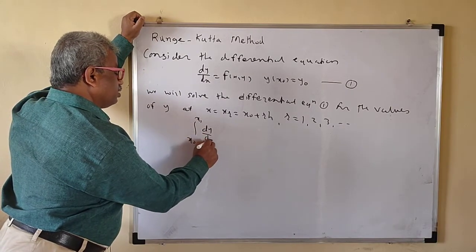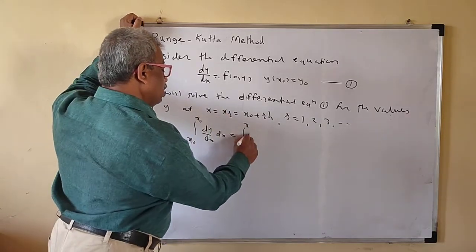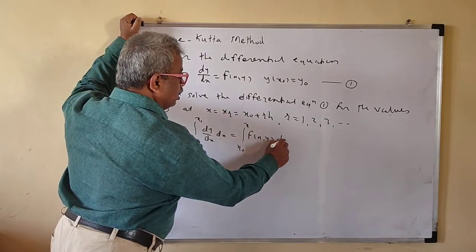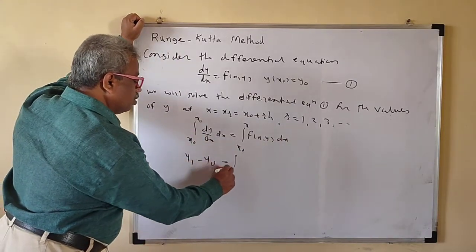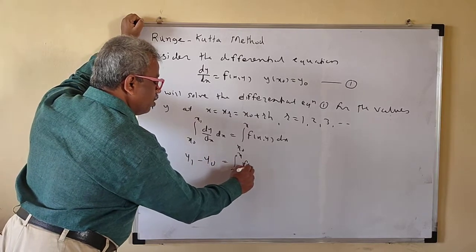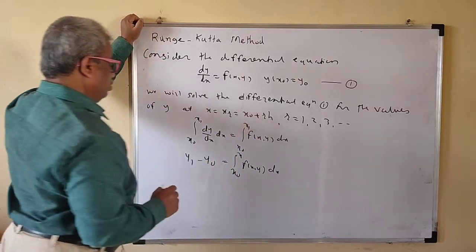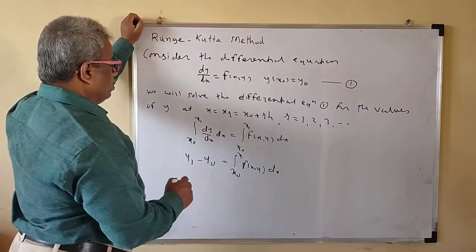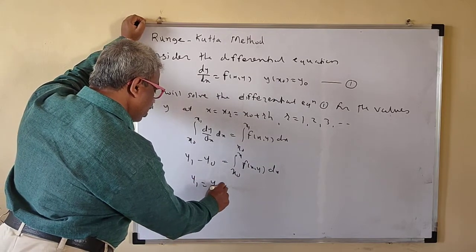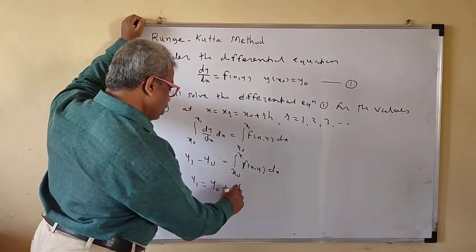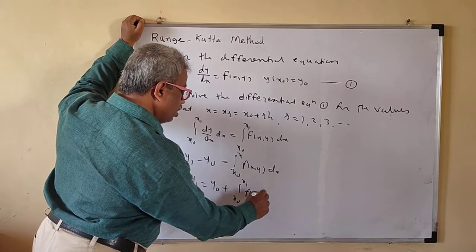This is dy by dx is equal to the integral from x naught to x of f of x, y dx. Okay, so we know that this is the same as y1 minus y naught equals the integral from x naught to x1 of f of x, y dx. Okay, so this is what y1 is equal to y naught plus the integral from x naught to x1 of f of x, y dx.